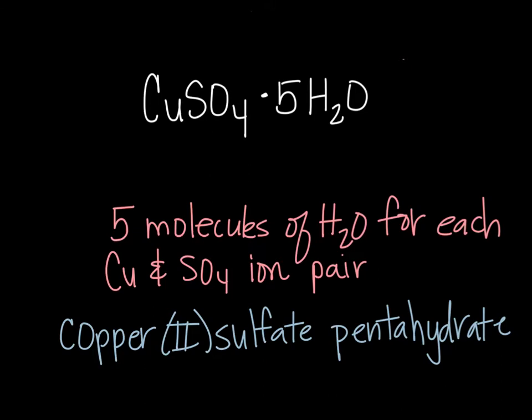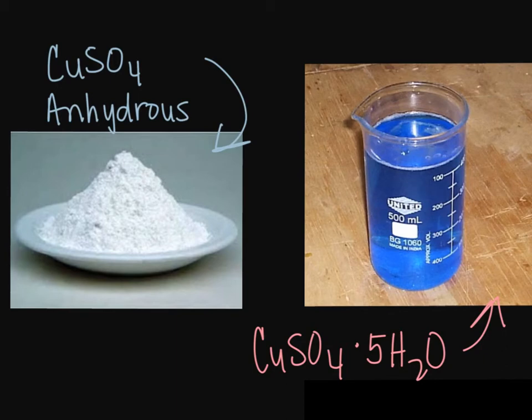And we can name these also. I'm not going to test you on naming the hydrates, but you should be able to recognize what a hydrate is. So since there is a coefficient 5, we use our prefix for 5. So then the name is copper(II) sulfate pentahydrate. Here are some pictures of the copper sulfate and what they look like. So this first picture here is the copper sulfate in the anhydrous state. Anhydrous means that water is not in the structure, so without water.